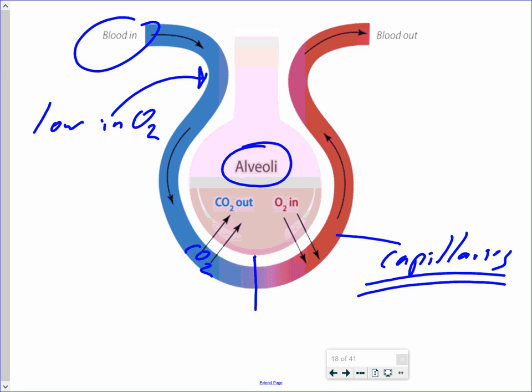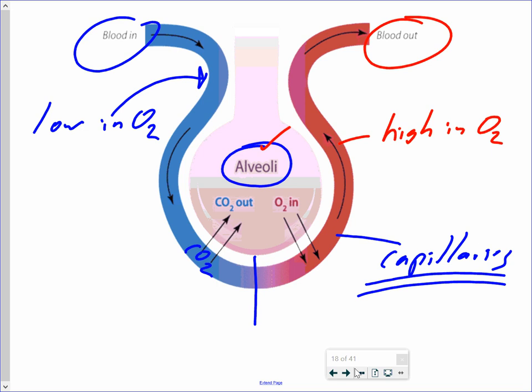So we can see sort of the halfway or dividing point here where we are getting rid of the carbon dioxide and now picking up the oxygen. We use the red color to represent oxygenated blood, or blood that is high in O2. So why is it now high in O2? Well, it just came from the alveoli, and now we can get that blood out of the lungs and deliver it to all of the cells in your body so they can use it for the process of cellular respiration.